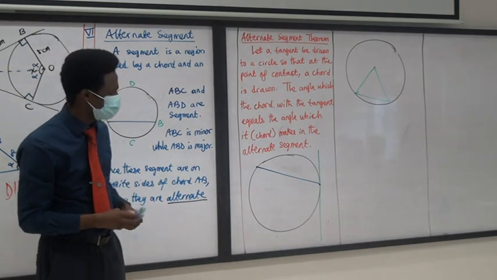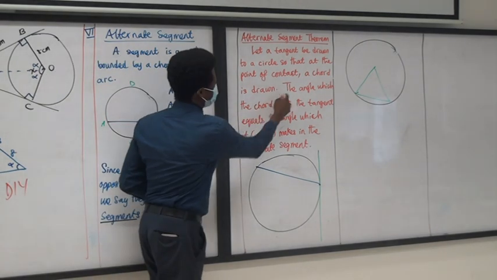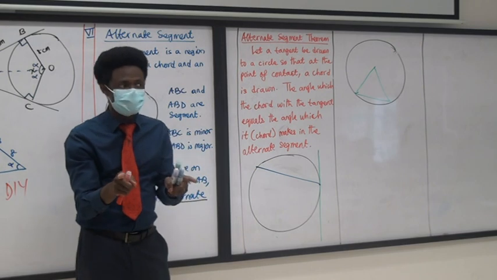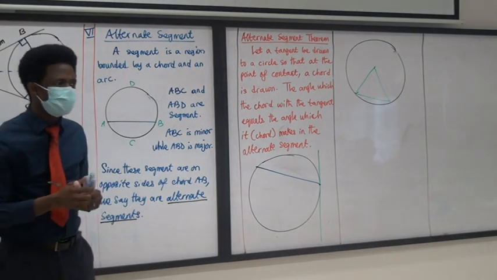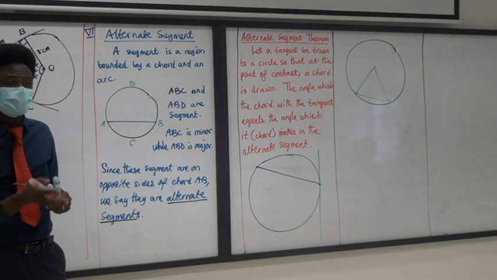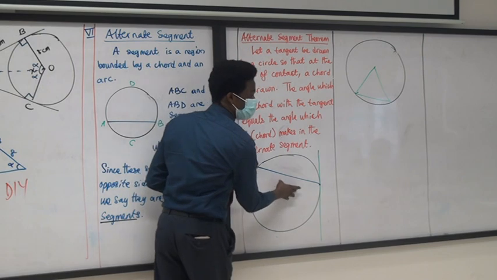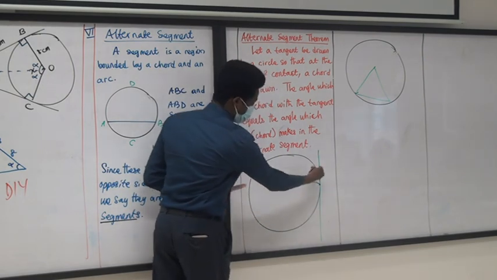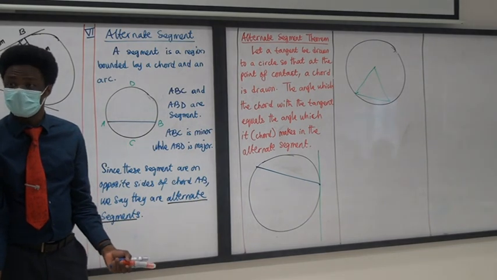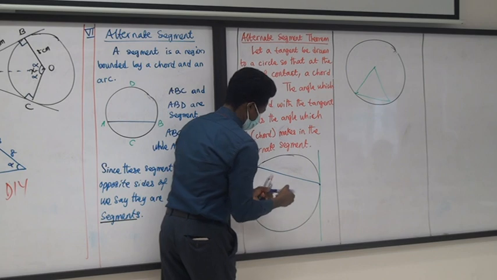How many ways can the chord make an angle with the tangent? It says the angle which the chord makes with the tangent. So it's about the chord and the tangent, the angle between them. But how many ways can you do that, to find the angle between the chord and the tangent? Two. This is the chord, this is the tangent. The angle could be this or this. There was no specification, was there? So let's pick one of them. Let's pick this one.